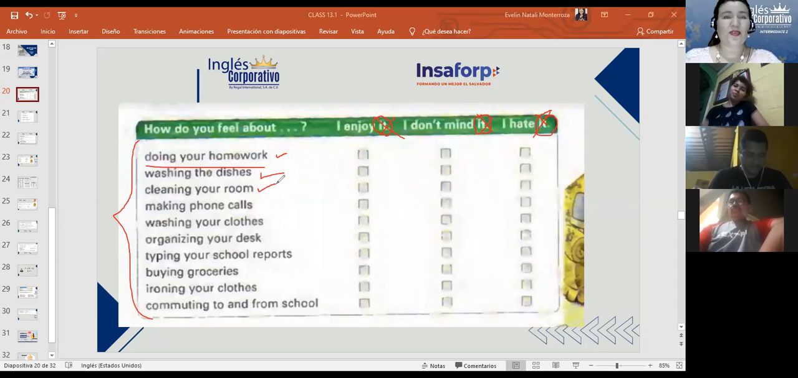Catherine, cleaning your room. Do you enjoy, don't mind, or hate? I don't mind cleaning your room. No, you are talking about you. Cleaning my room. Okay, because we are talking about yours. But if you want to clean my room, that's okay. Don't worry. I always say that to my husband, that the maid never cleans, I'm going to fire her. I'm the maid.